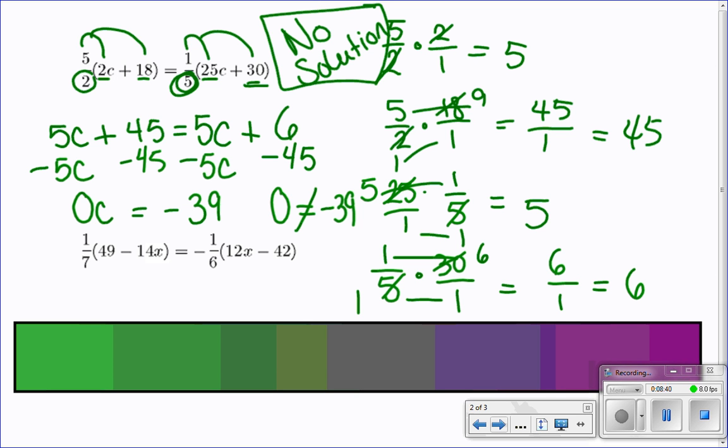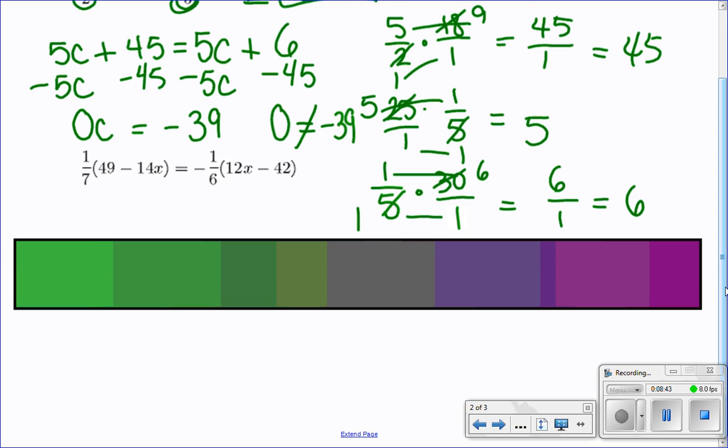Next one, we've got 1 over 7. We have a denominator of 7. These are both divisible by 7, so it works perfectly to distribute. We've got a denominator of 6. These are both divisible by 6, so let's just distribute that. Okay, so 1/7 times 49. So it's like dividing by 7, right? Multiplying by 1/7 is the same as dividing by 7. So 49 divided by 7 is 7. Negative 14 divided by 7 is negative 2x.